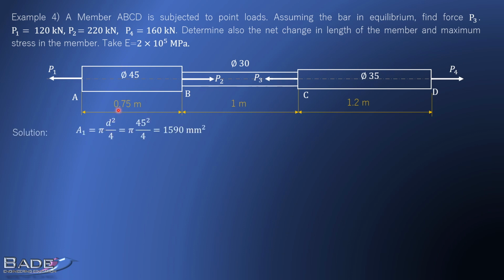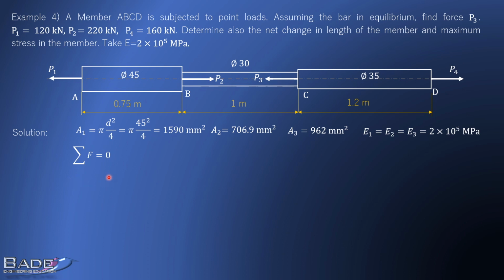Area of first part, pi d squared by 4, 1590 millimeter square. Do these calculations yourself. Keep calculators with you. A2 is 706.9 millimeter square. A3 is 962 millimeter square. Circular cross sections, so pi d squared by 4. Young's modulus E1 of first part is same as E2 and E3, and that is 2 into 10 raised to 5 megapascal. Megapascal is nothing but Newton per millimeter square.